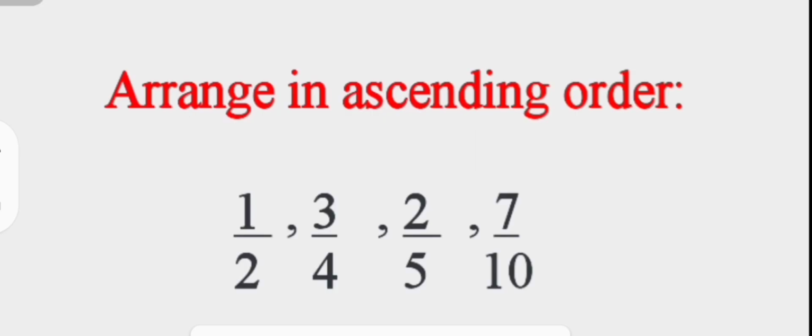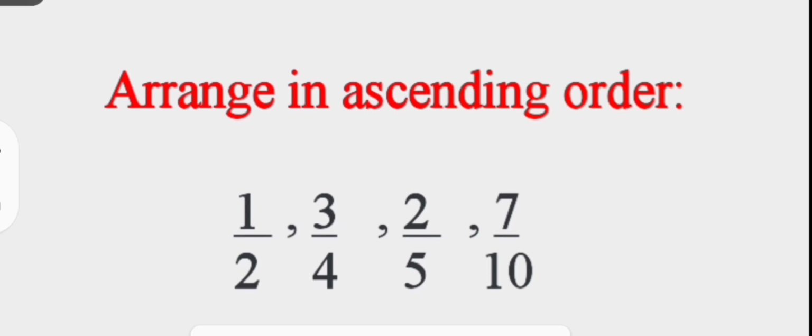In this tutorial, we are going to look at 4 different ways to order fractions, 4 different ways to arrange fractions. And we shall be considering this example: arrange in ascending order these fractions, 1 over 2, 3 over 4, 2 over 5, and 7 over 10.